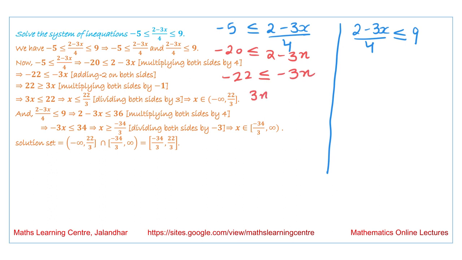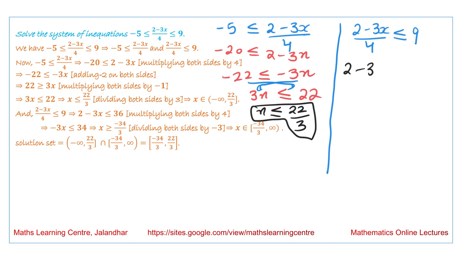So we obtain that 3x is less than equal to 22. We are multiplying it with minus 1, so the sign of inequality has changed. So the answer we obtain in this case is x is less than equal to 22 by 3. In the second case, we will have 2 minus 3x is less than equal to 36. So this implies that minus 3x is less than equal to 34, so x is greater than equal to minus 34 by 3. Again, we are dividing by minus 3, so this sign is reversed.